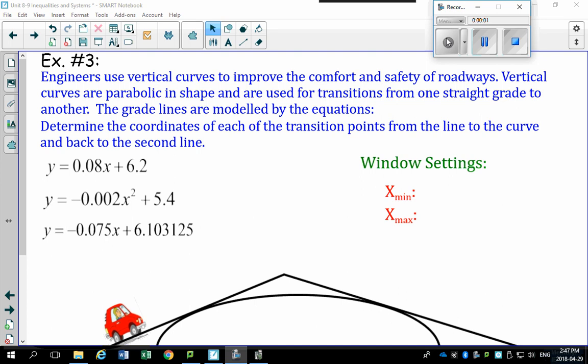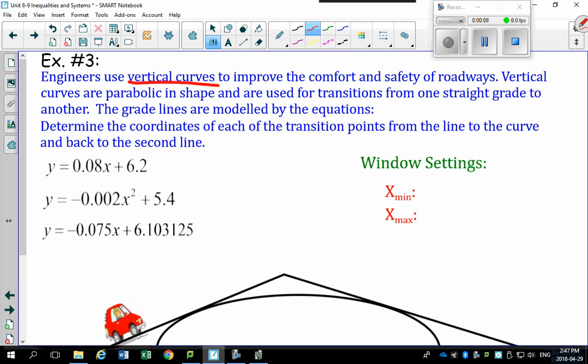Well, here's a great practical application question. If you read the question, it says, engineers use vertical curves to improve the comfort and safety of roadways. Vertical curves are parabolic in shape and are used for transitions from one straight grade to another straight grade. Okay, the grade lines are modeled by these three equations.